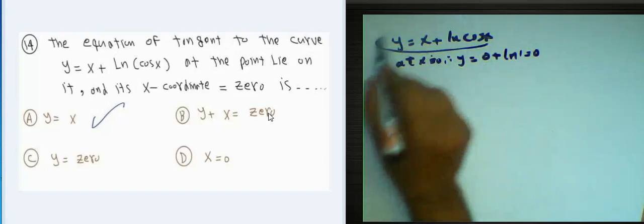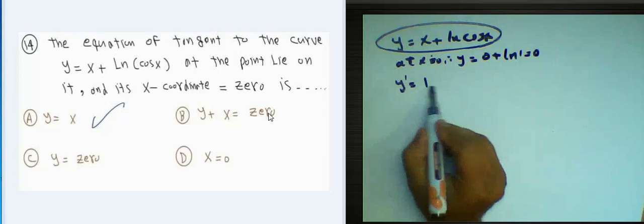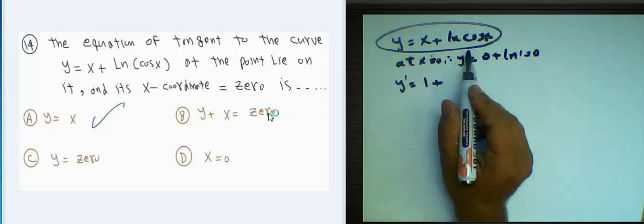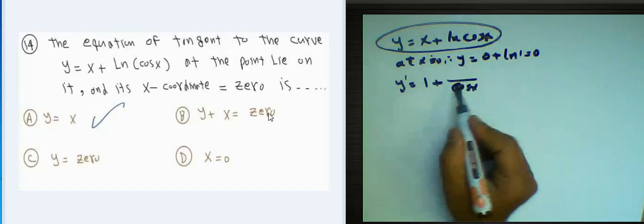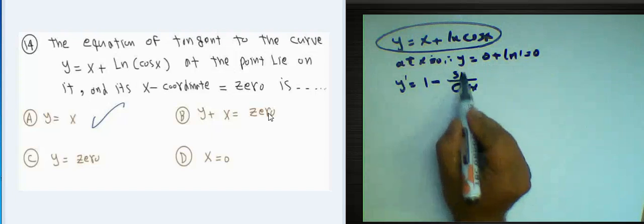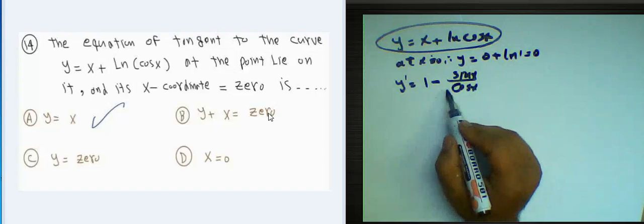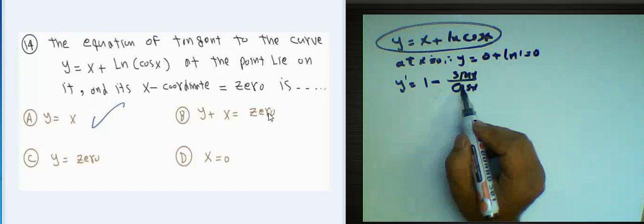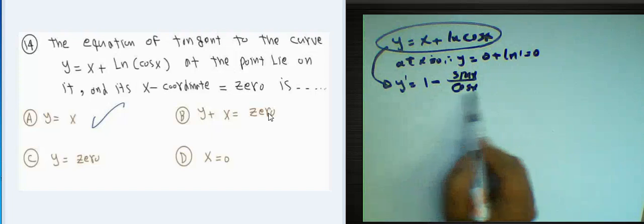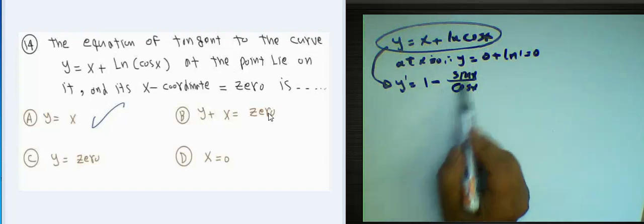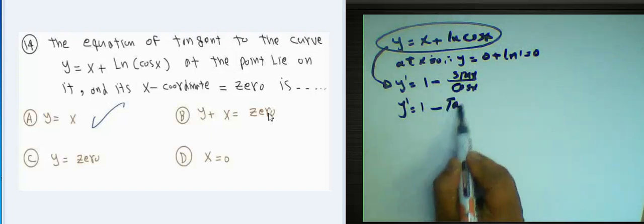We can find the derivative of the function. Then y dash will be equal to the derivative of the function, which will be 1 plus the derivative of ln cosine x. For ln cosine x, we write the function in the numerator, and the derivative of the numerator will be negative sine x. So it will be 1 minus sine x over cosine x. Understood? Again, the derivative of the function is 1, and for ln cosine x it is negative sine x over cosine x. We can simplify sine x over cosine x, and write here tan x.